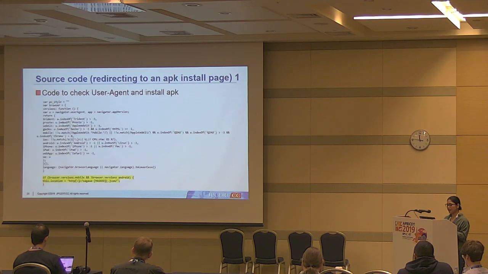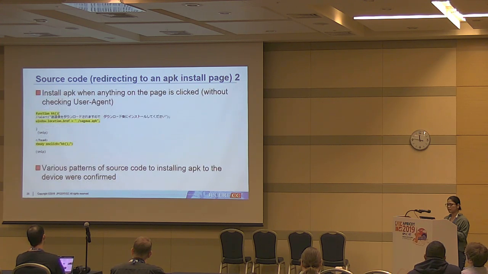And second, this is a page redirecting to an APK install page. There's a code here, right? It checks the user agent to see whether the victim uses an Android OS phone or not. Then I redirect to the APK install page if you're using Android. Otherwise, if the visitor is not using an Android OS phone, then maybe phishing content comes up, not the APK install page.